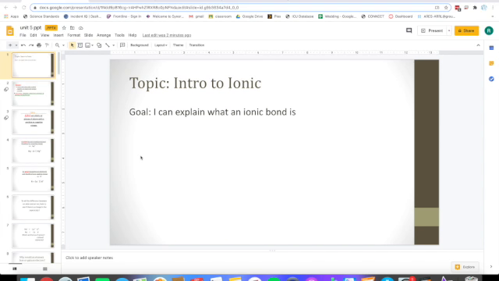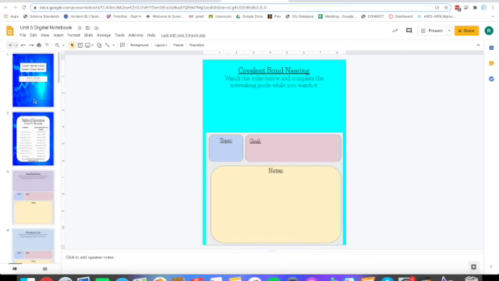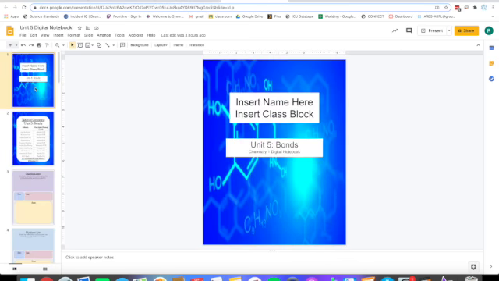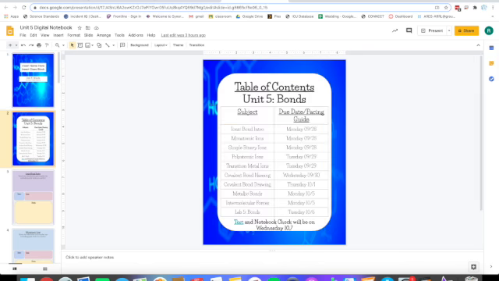So today we're going to start a new unit, Unit 5. Here's your Unit 5 digital notebook. If you haven't already, you need to make sure to go ahead and insert your name in the class block. And Unit 5 is on bonds. This is a longer unit.